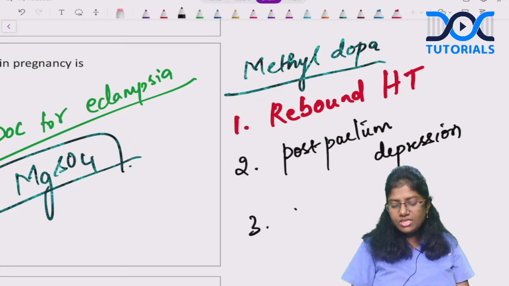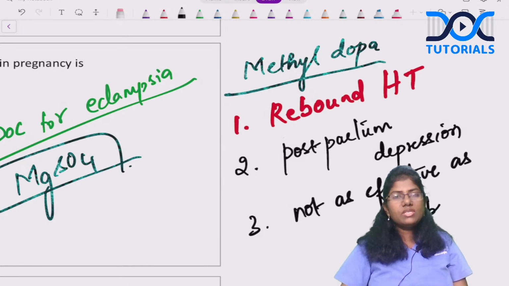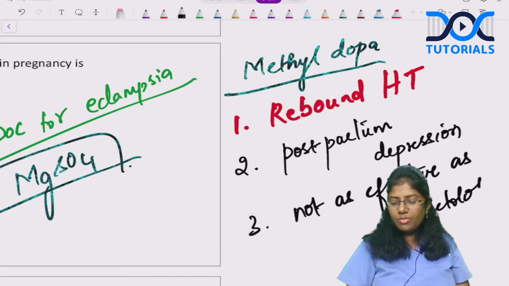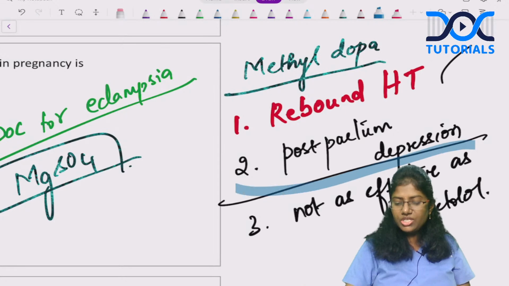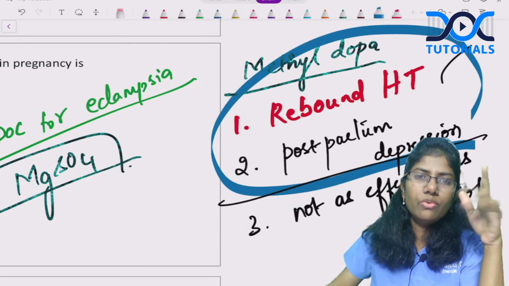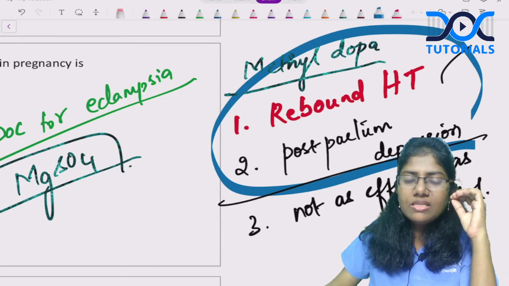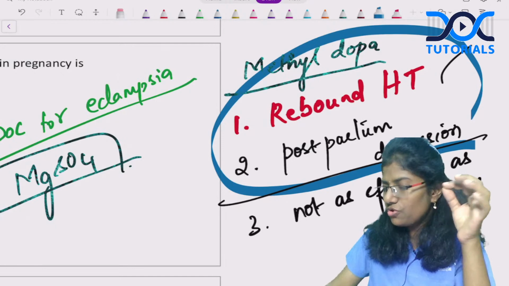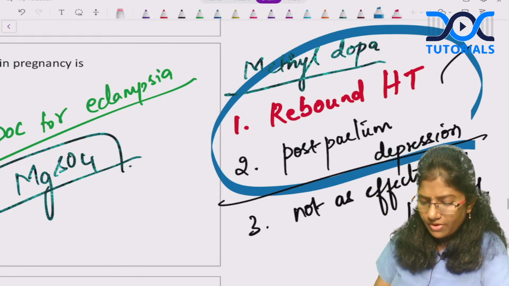But this is the third point. The most important points are two: one is rebound hypertension and the other one is postpartum depression. For these two reasons, methyl dopa is not the drug of choice anymore. It has been updated long back. Labetalol is the safest and is the drug of choice to treat hypertension during pregnancy.